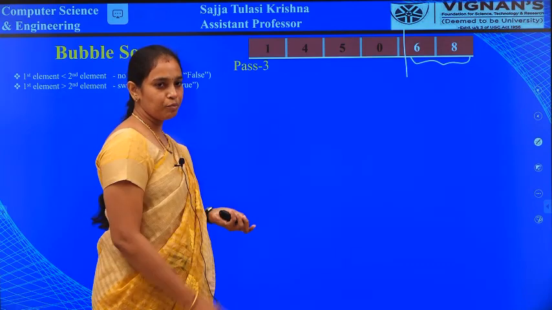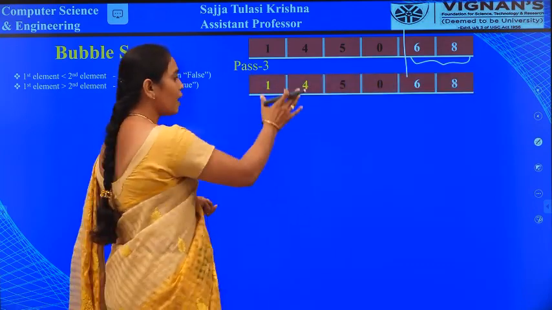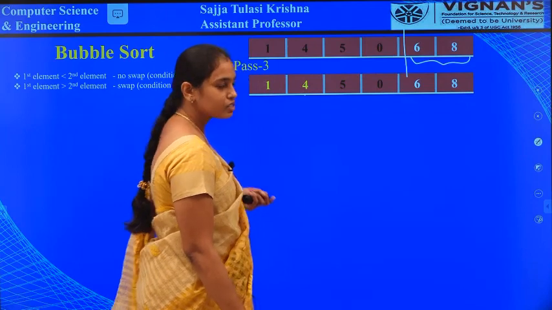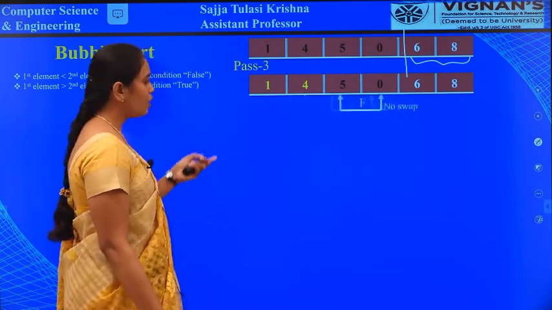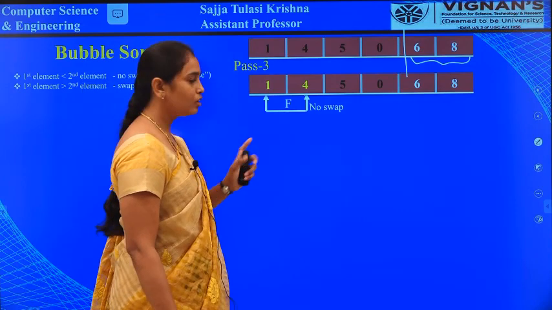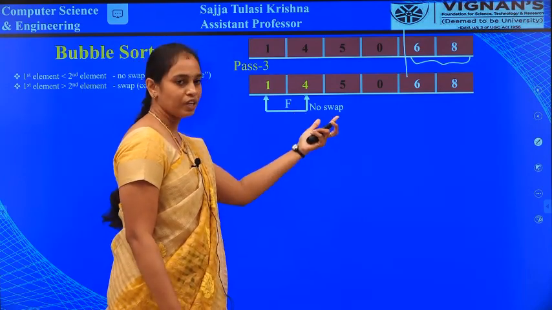Again, repeat the same procedure. Now compare these two elements. Now 1 is less than 4, so the condition is false. So no need to swap here.